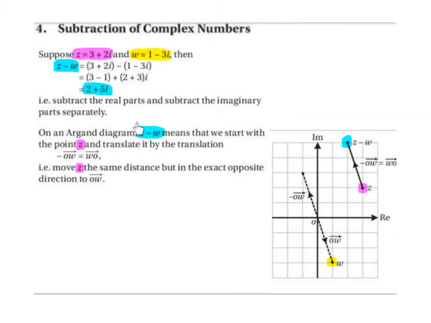On an Argand diagram, z minus w means that we start with the point z and translate it by the translation minus OW, which is the same thing as WO, i.e. move z the same distance but in the exact opposite direction to OW. So if OW is going from the origin to w, then minus OW is going from the origin out to here. So z minus w, if this is the point z, 3, 2, then we end up here, the point 2, 5.